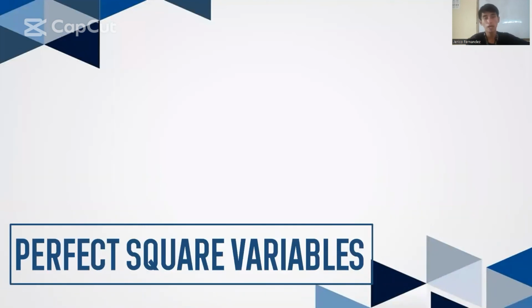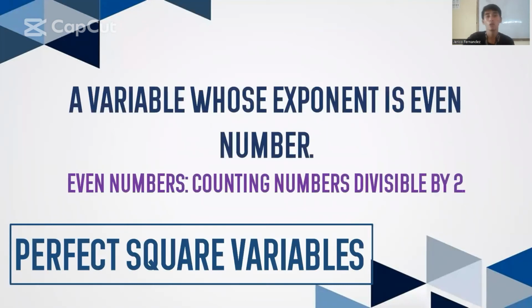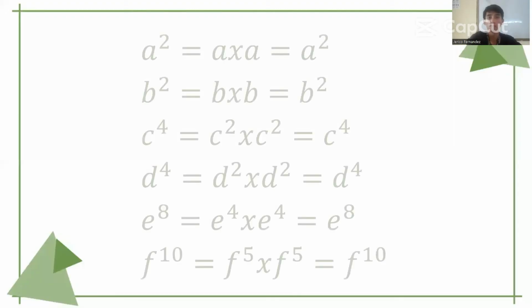We have perfect square variables. Kapag sa variable naman, ang perfect square ay yung mga exponent ay even number. Okay, ang even numbers ay counting numbers divisible by 2. Yun yung mga even numbers. Ang odd naman, hindi divisible by 2. So, a variable whose exponent is an even number. Let us have our examples.